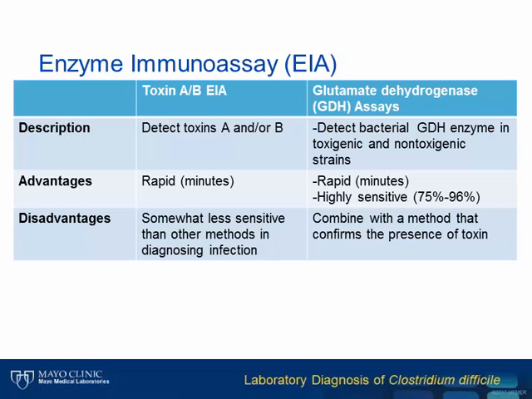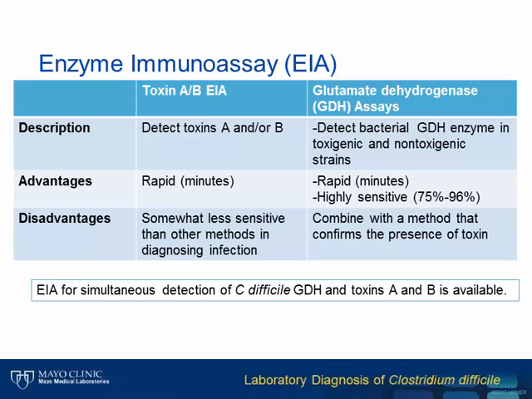These assays have been used in algorithmic approaches to diagnosis in combinations of testing involving toxin EIA, molecular assays, or cytotoxicity assays. An EIA is also available that simultaneously detects C. difficile GDH and toxins A and B, and the sensitivity of this assay is high.